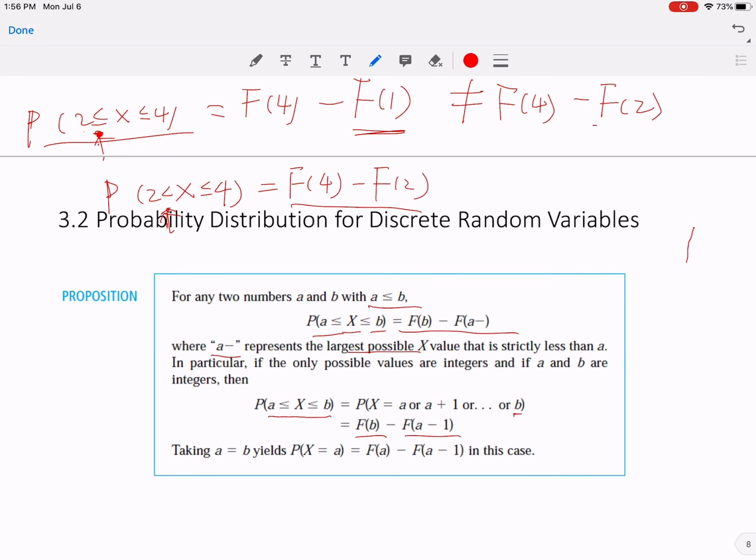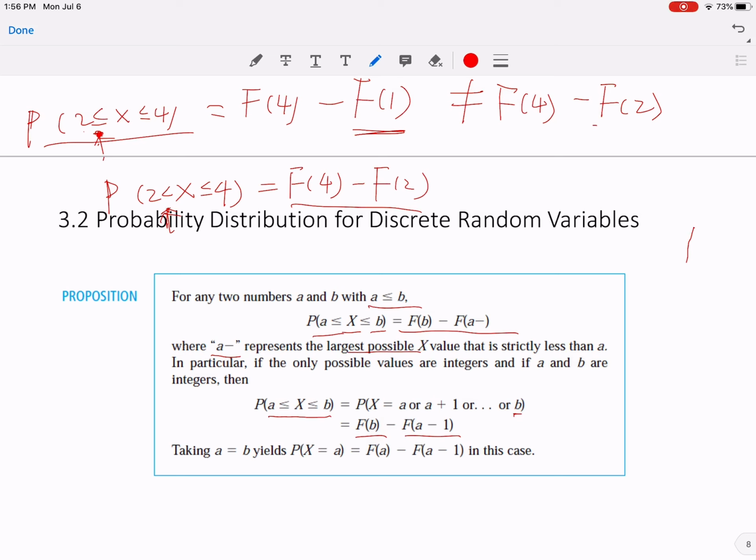So you've got to be really familiar with this kind of stuff. You've got to know how to find the probability of an interval with the given CDF. You will definitely see something about this in homework 4 and the first midterm exam you're going to have on Thursday. Okay?